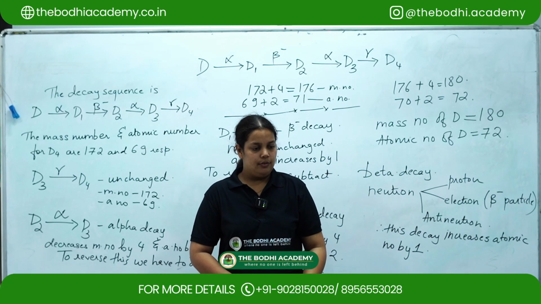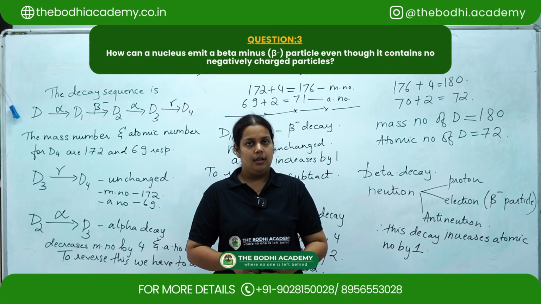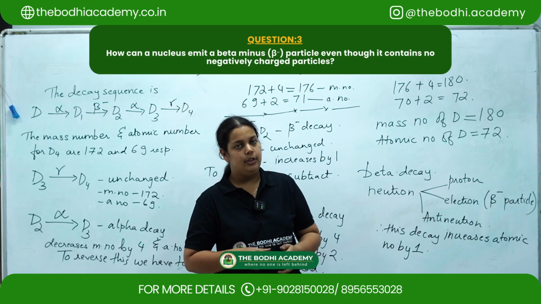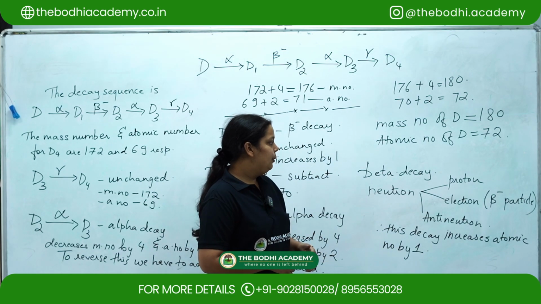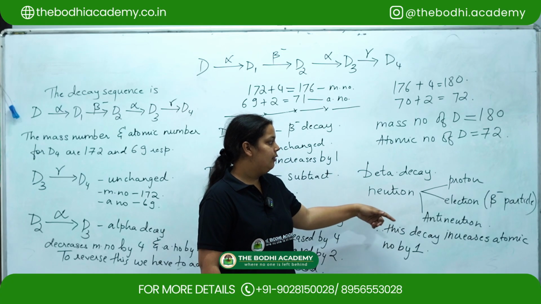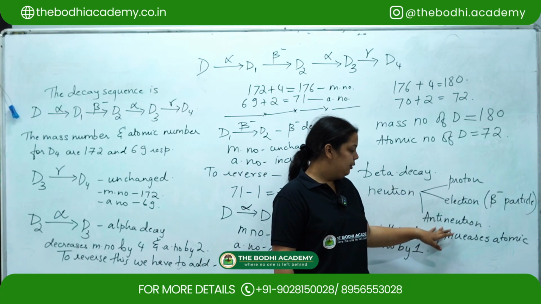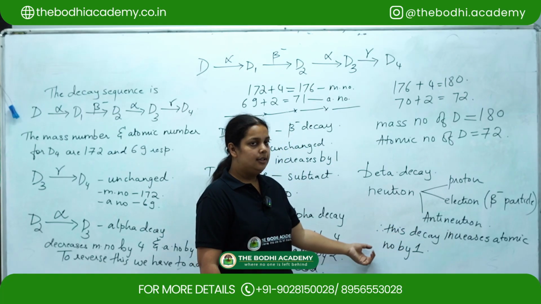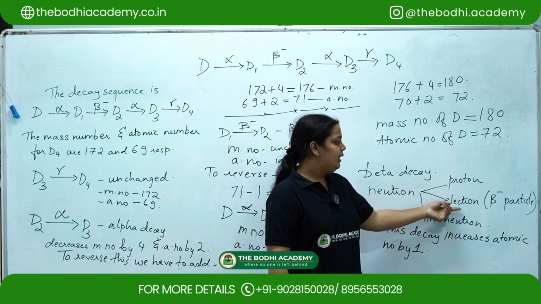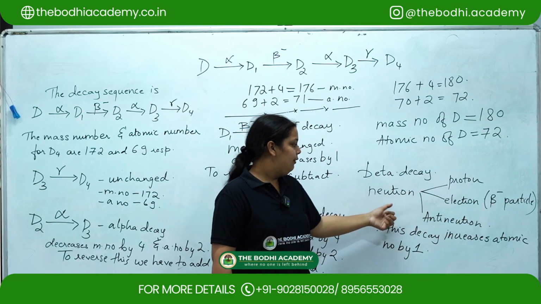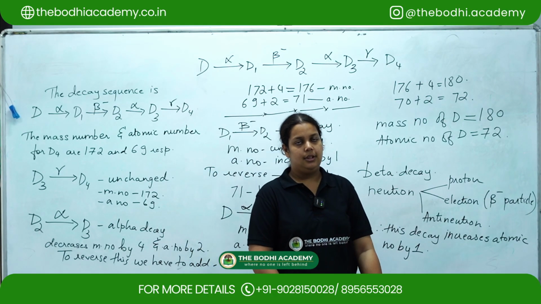Now we have a sub question for this question. How can a nucleus emit beta minus particles though it does not contain any negatively charged particles? We know that the nucleus has protons and neutrons, but during the beta decay the neutron is converted into a proton, an electron, that is the beta minus particle, and an antineutrino. This decay increases the atomic number by 1 because a neutron is converted into a proton and we get one beta negative particle. Therefore in this decay the atomic number is increased but the mass number remains the same.